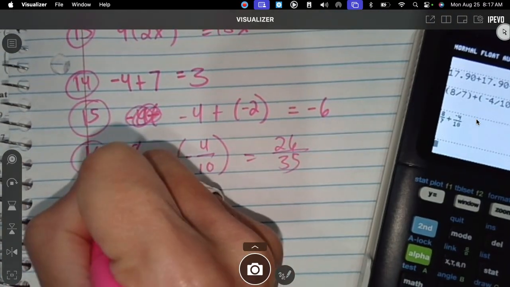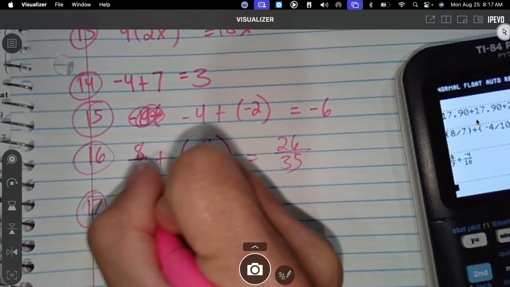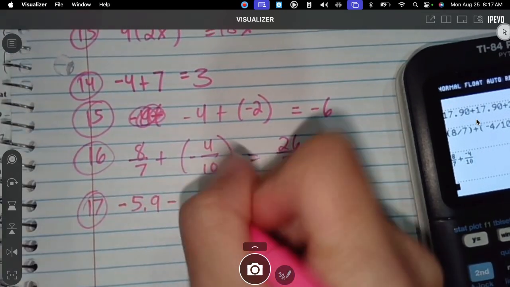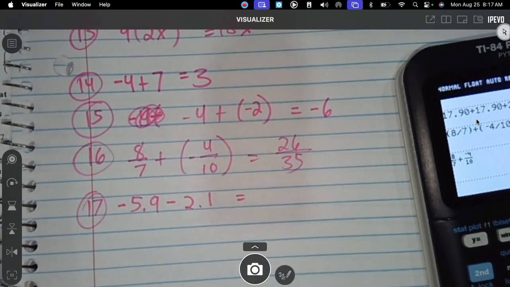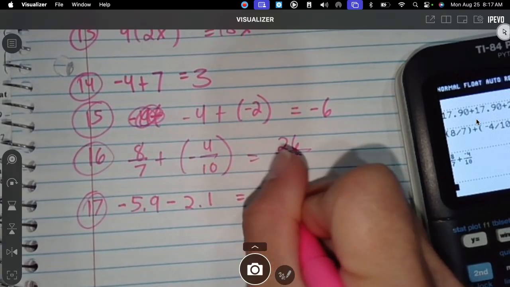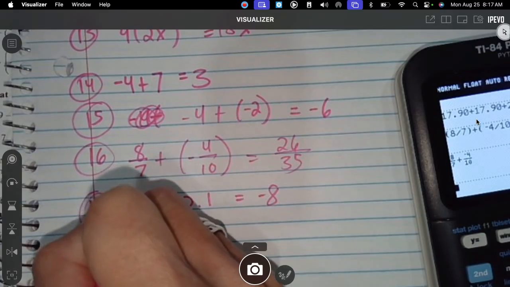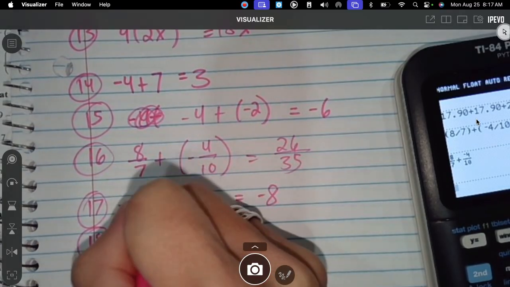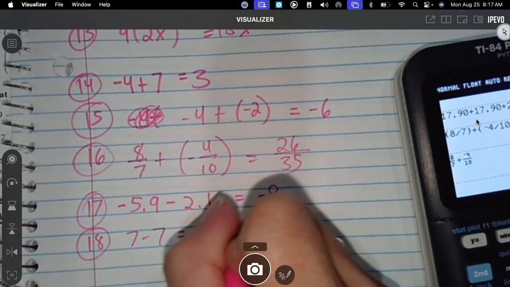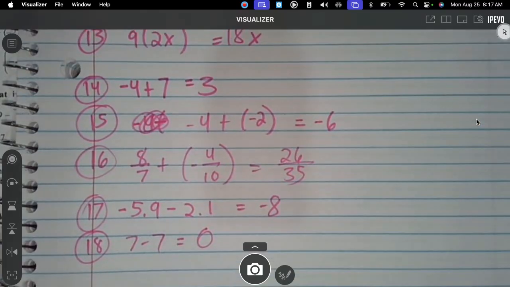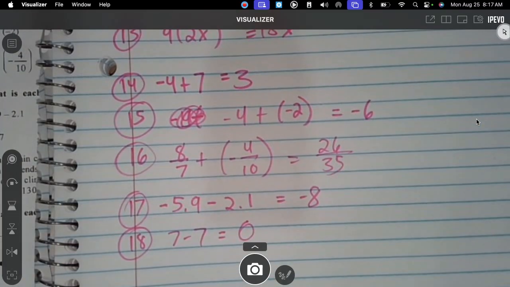These are hopefully easy. Number 17, negative 5.9 minus 2.1. What did y'all get on this one? Negative 8. Number 18, 7 minus 7. 0. Okay. We're good with all the addition and subtraction, I hope.